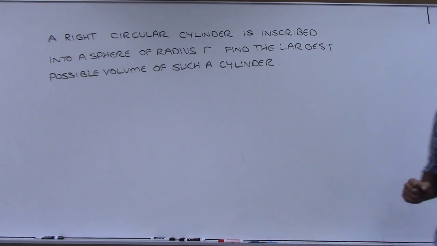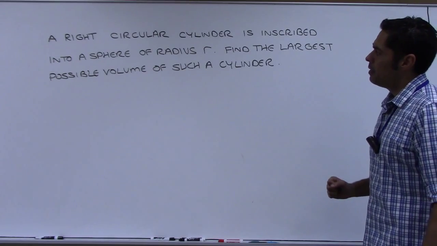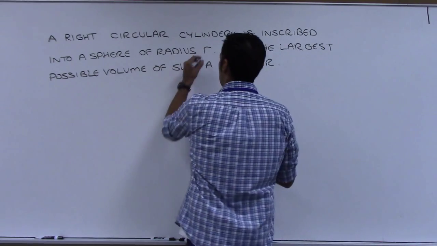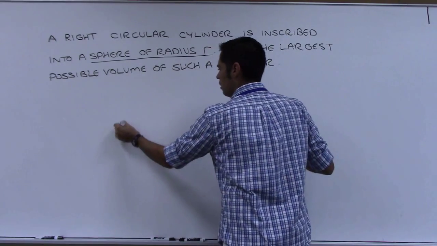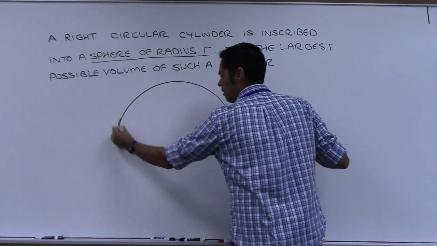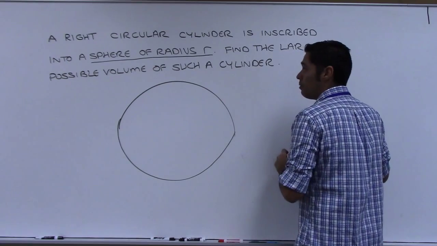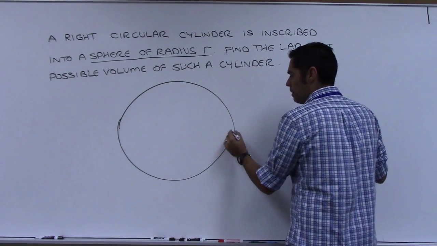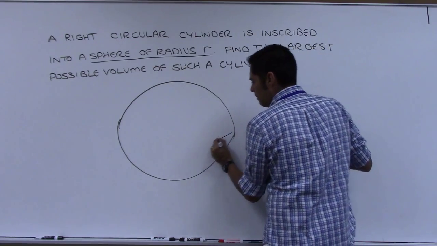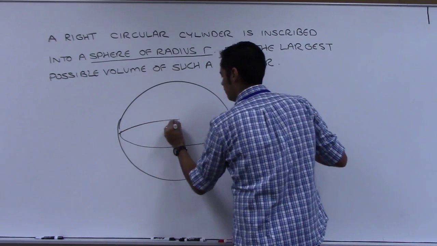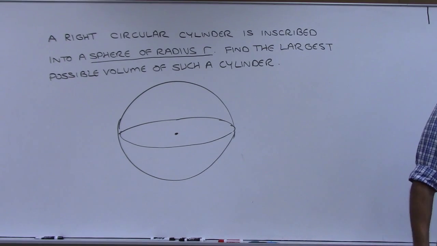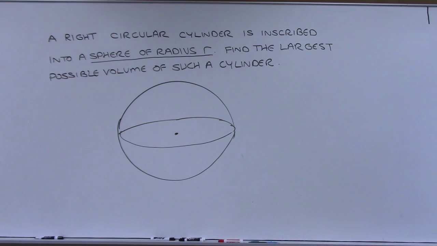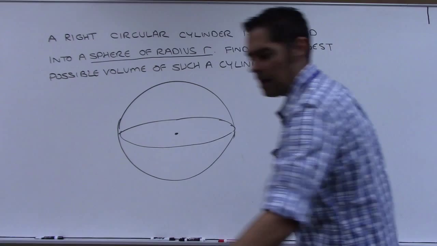So let's imagine that we have a sphere, okay, with the fixed radius of R. All right, so let's start with the sphere, three-dimensional. So how do we draw a three-dimensional sphere on a flat sheet of paper? Well, we draw a circle and then we just do something like this. There's your center point. Okay, that's our best rendition of a sphere on a flat piece of paper.